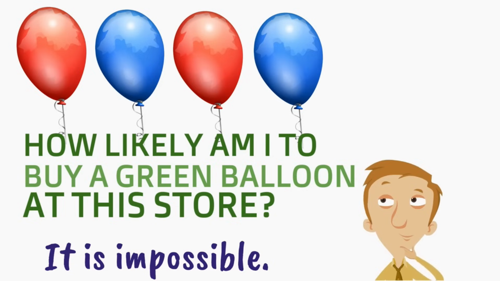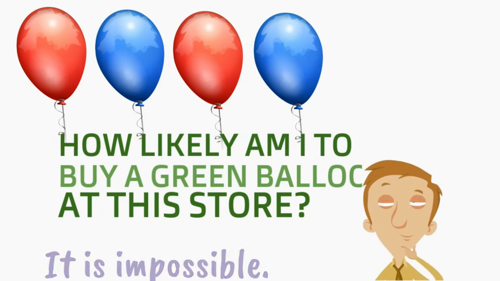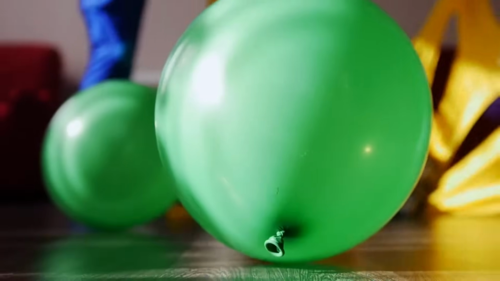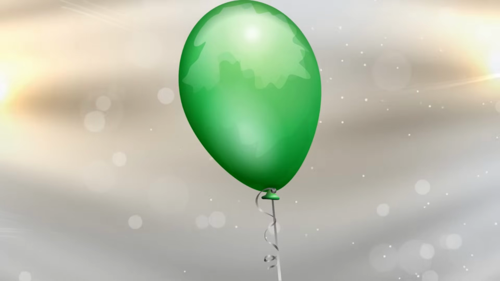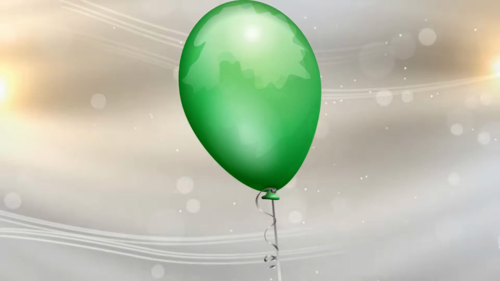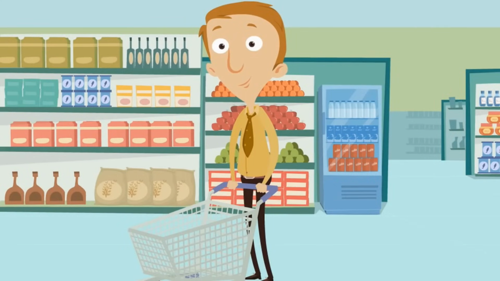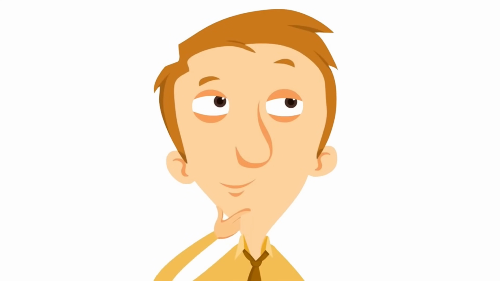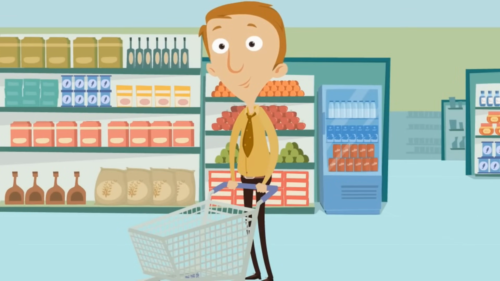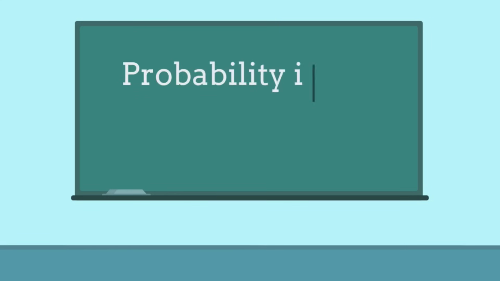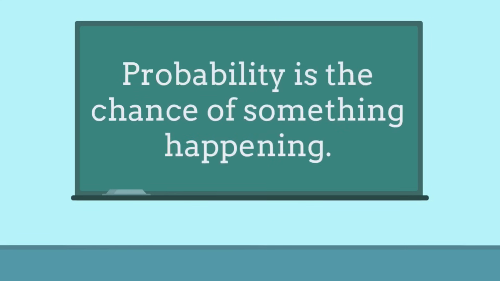Impossible is the word used in probability when there is no chance of that outcome happening. I can't buy a green balloon from this store right now. It's impossible. I'm just kidding. It might be impossible to buy a green balloon from this store today, but there's no way I'm giving up. I can go somewhere else and look for a green balloon, or come back here another day once they get more green balloons in.